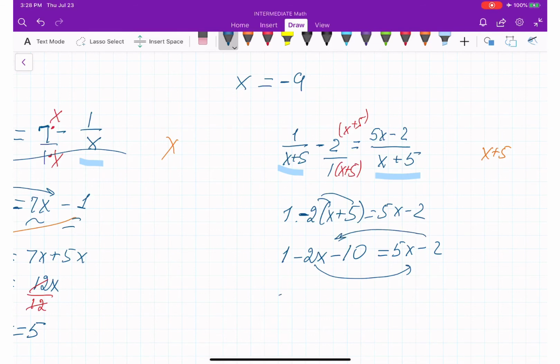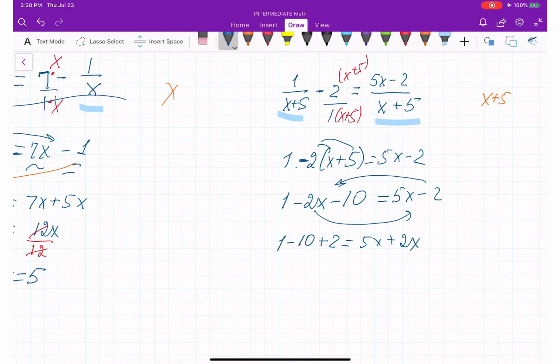Let's combine. 1 minus 10 plus 2 is equal to 5x plus 2x. And we are going to get 1 minus 10 is negative 9. Negative 9 plus 2, we get negative 7 is equal to 7x. So once we divide by 7, because we always divide only by the coefficient of x, the answer we get is x is equal to negative 1.